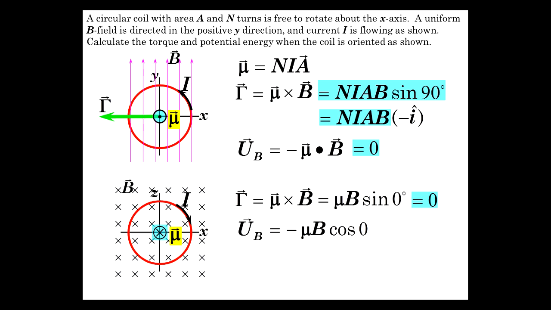Well, if you remember that the dipole moment, the direction that it points, which is in, the torque is such as to try and line the dipole moment up with the magnetic field, which it's already done, which is another way to think of why there's no torque. So this is the lowest energy configuration, lowest amount of potential energy, which is minus mu B, which is minus NIAB.